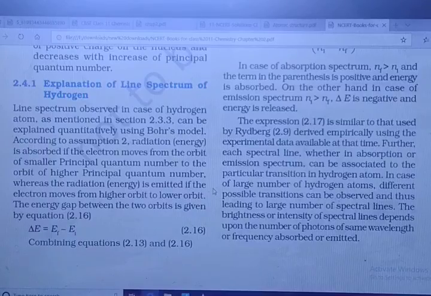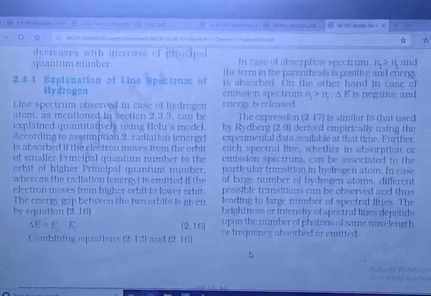If the electron emits energy, it will jump from a higher energy level to a lower energy level. So there will be an energy gap between the two orbits, right? How much energy will there be? It is the final energy minus the initial energy, whatever the electron had initially. So final minus initial: delta E is equal to Ef minus Ei.